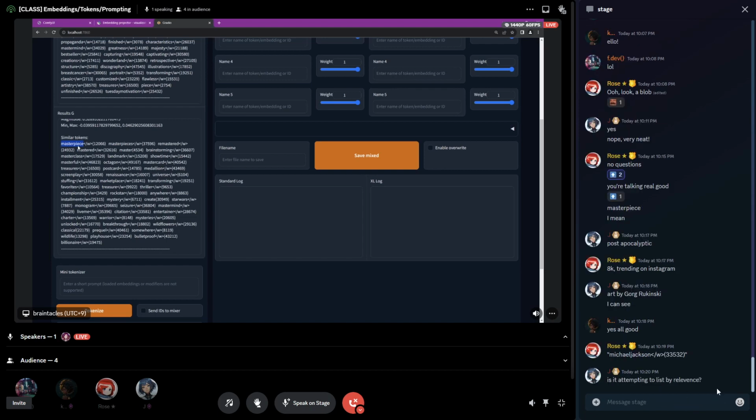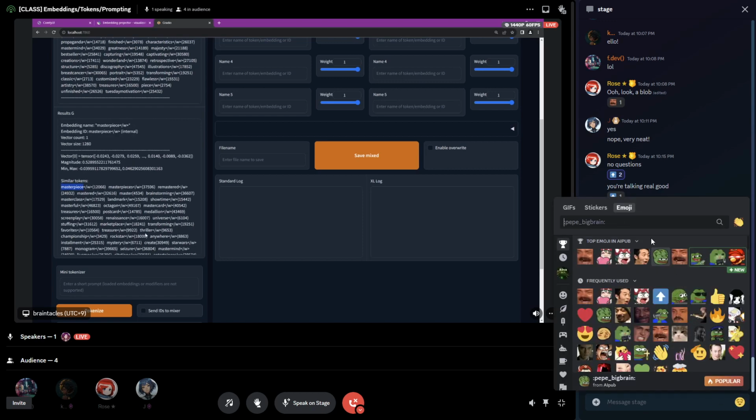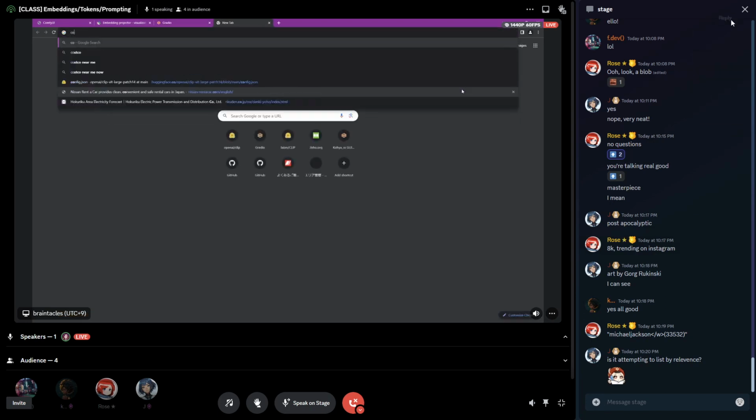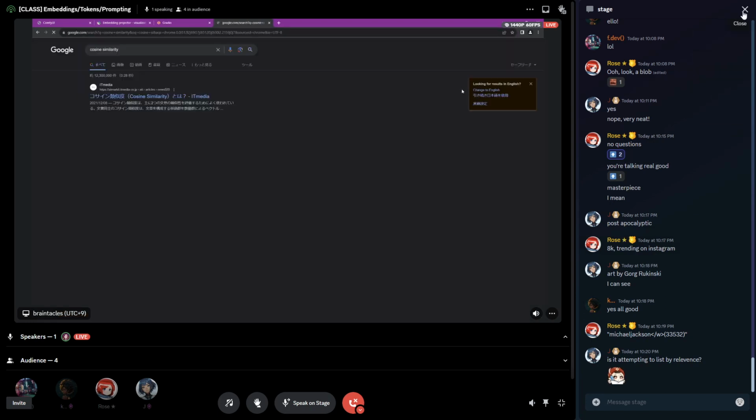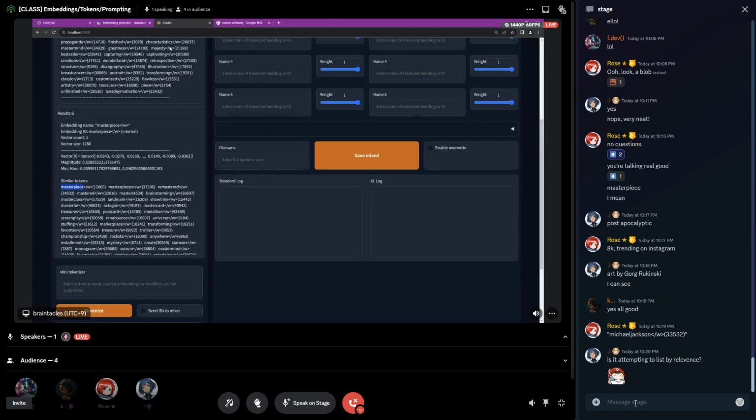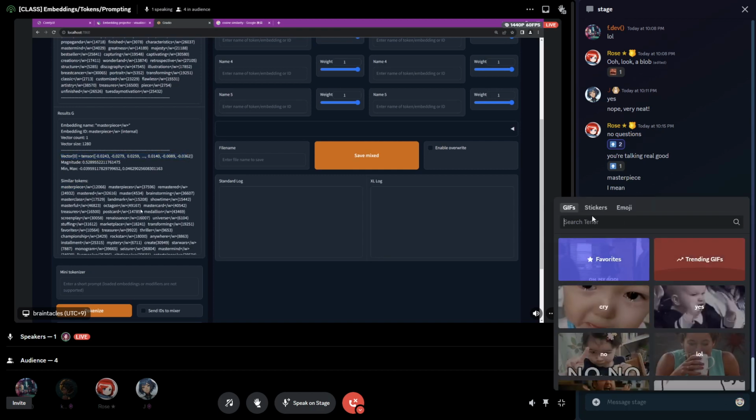And is it attempting to list by relevance? It's not attempting to list by relevance. I don't want to get into the details of this, but it's using what is called cosine similarity. Cosine similarity is calculated from the vector. It's compared with everything.